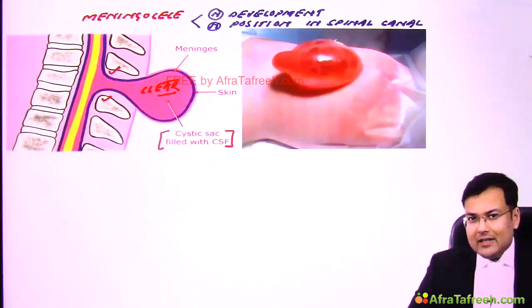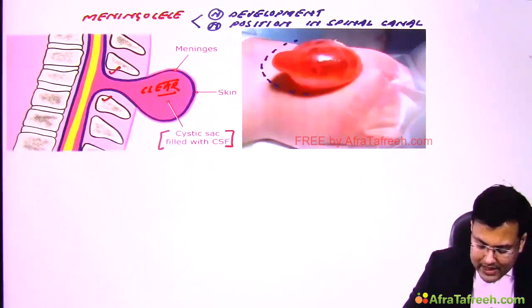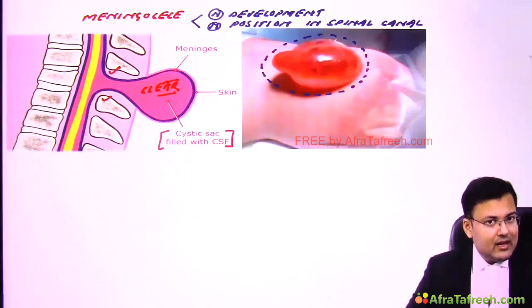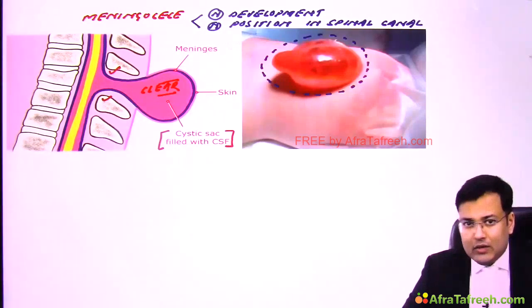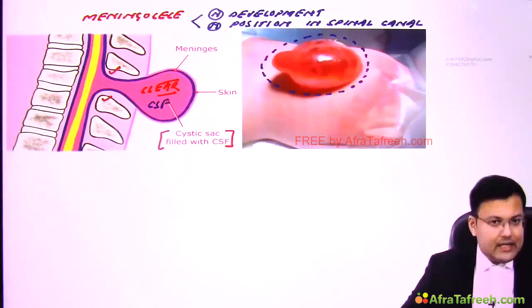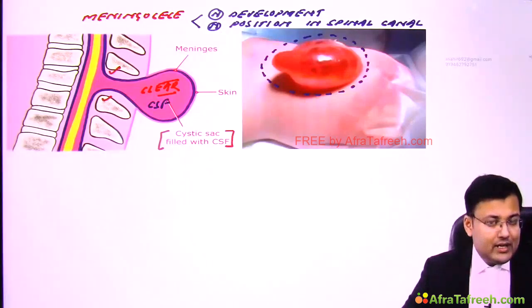Now see the characteristic features of meningocele. Here you can see that there is fluctuant midline swelling. What's the location? It's midline. So it's fluctuant midline swelling covered with skin and it contains clear fluid, that's CSF. Because of that, it is brilliantly transilluminant. Very important point.